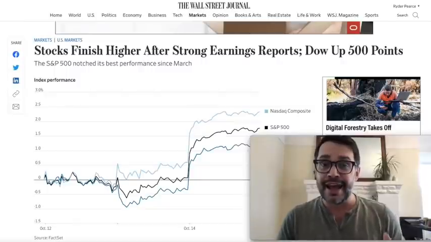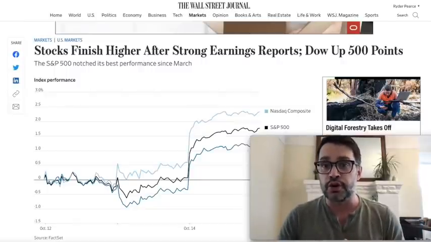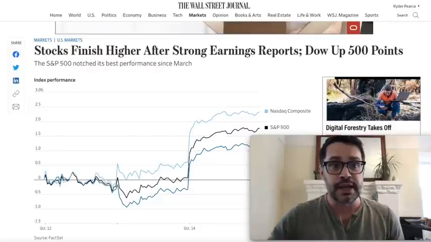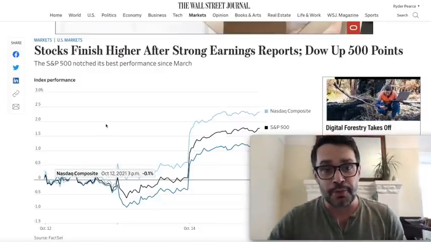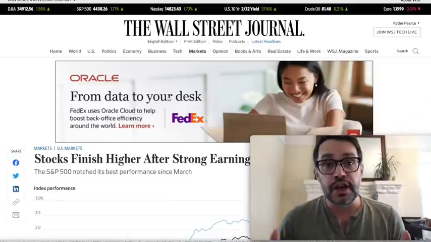To end today on positive economic news, stocks finished higher after strong earnings reports. The Dow's up 500 points. The S&P 500 notched its best performance since March. All of the S&P 500 sectors rose, with materials and technology stocks leading. Would love to hear what you think about that.